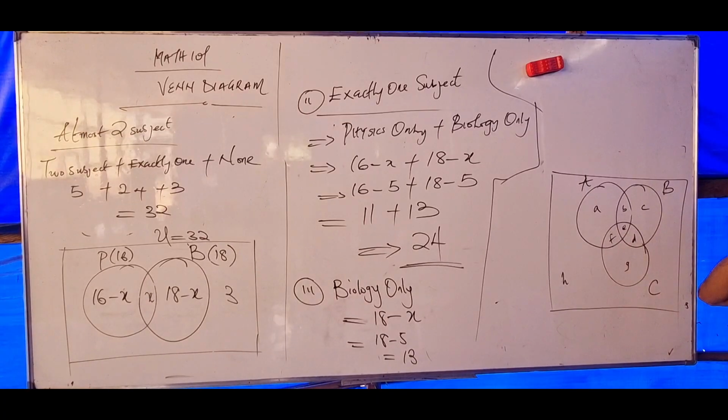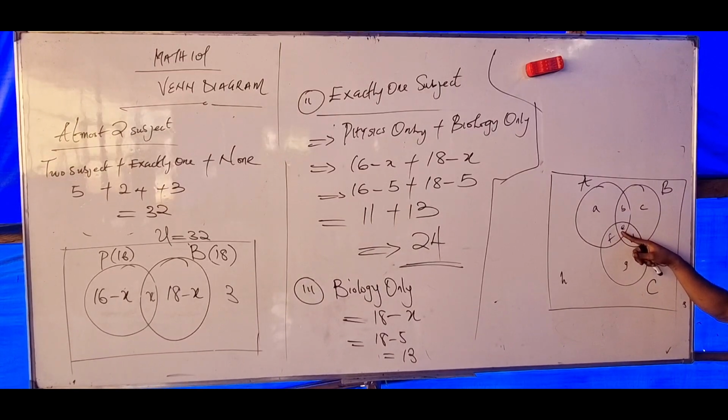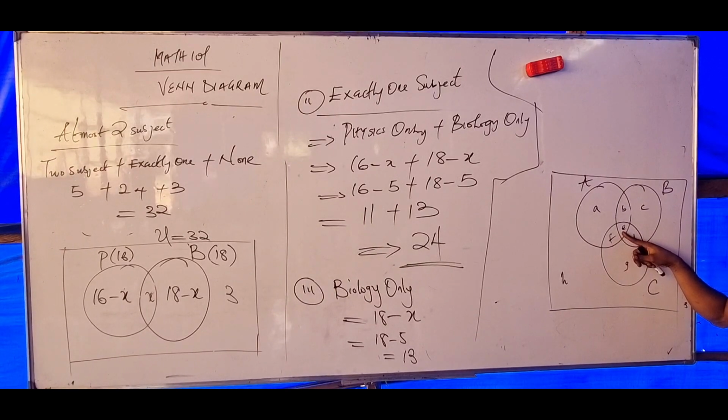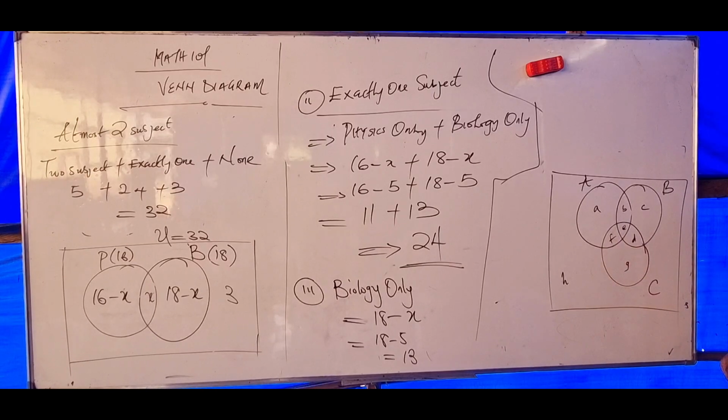What of at least 3? At least 3 means what? E plus what? I will add all the 3 sets first, then add up again exactly 2 and exactly 1. At least 3 means from 3. Sorry, at most 3. At most 3 means what? 3, 2, 1, 0.